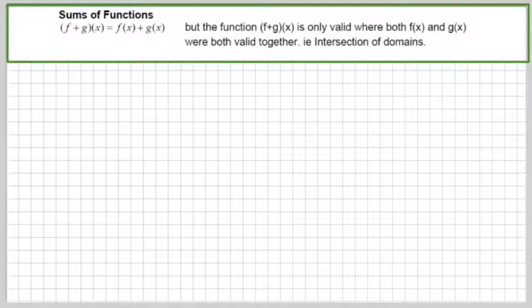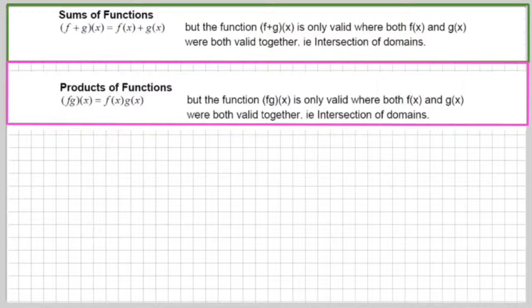Okay, the sums of functions. (f plus g)(x) is just basically f(x) plus g(x). So this is the trick. The function (f plus g)(x) is only valid where both f(x) and g(x) are valid together. That is the intersection of their domains, which means the domain that they both have in common, that works for both of them at the same time. That is the trick. The product of functions works exactly the same way.